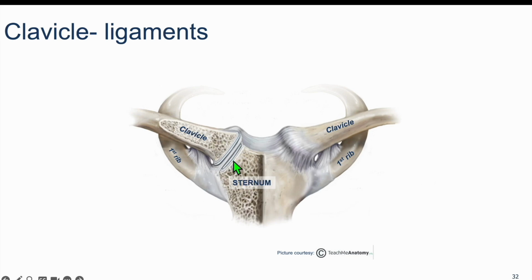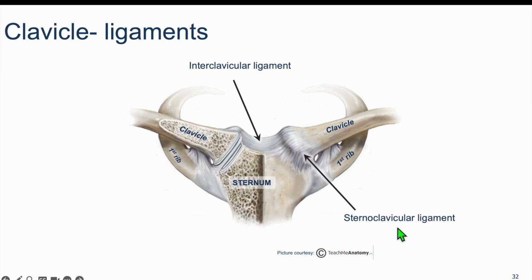On this side, the joint between sternum and clavicle is seen, and that joint is called sternoclavicular joint, and it is a synovial joint. Okay, and this joint is supported by many ligaments that support the medial end of clavicle. You can see all those ligaments here in this picture. For example, this ligament that is stretching between right and left clavicles, that is the interclavicular ligament, because anything inter is between two things. Whereas this ligament over here between clavicle and sternum, that is the sternoclavicular ligament.